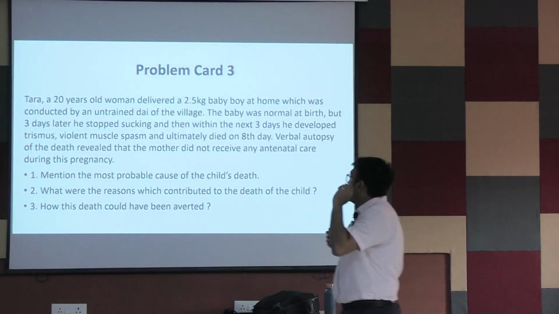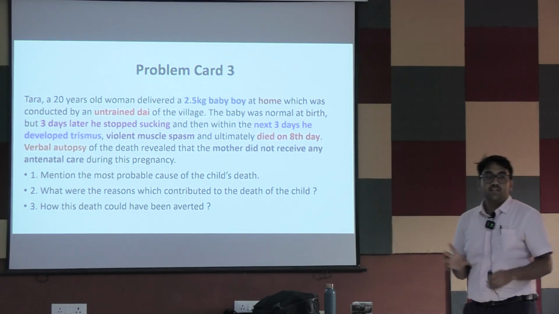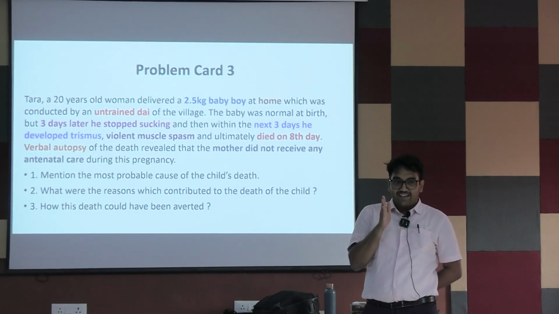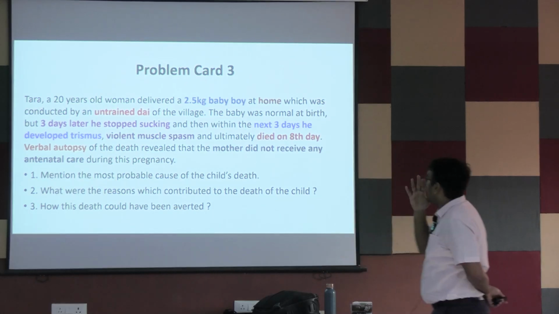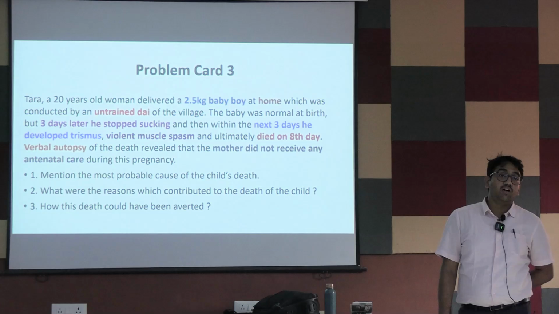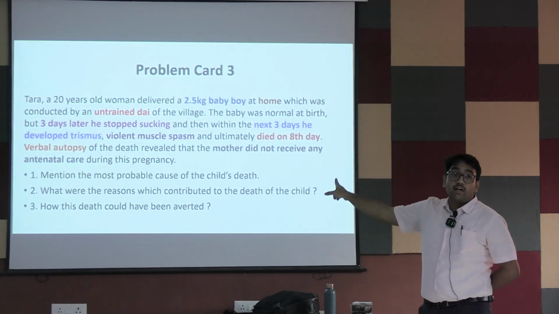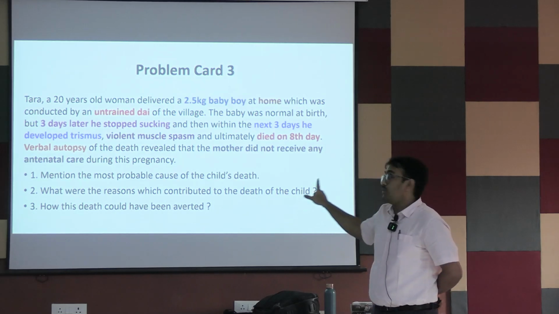So what are the important points in this? First and foremost, 2.5 kg, it is not low birth weight. Low birth weight is less than 2.5 kg. So it is just at the border of low birth weight. Next, the boy was delivered at home. We know that now we advise institutional deliveries, but this delivery occurred at home. It was conducted by an untrained dai.